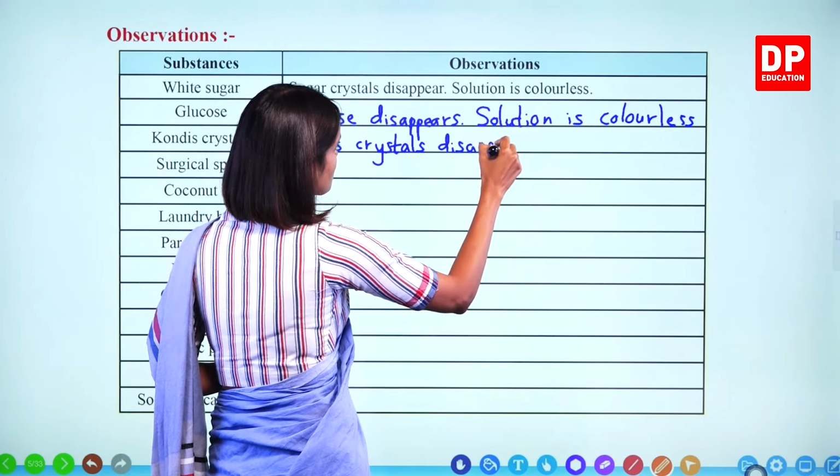Bunsen burner, or a spirit lamp. Lid of a tin. Tripod. Salt solution, Bunsen burner or a spirit lamp, a lid of a tin, tripod. Okay, so I will explain how to do this activity now.